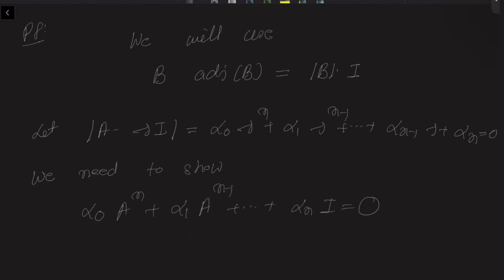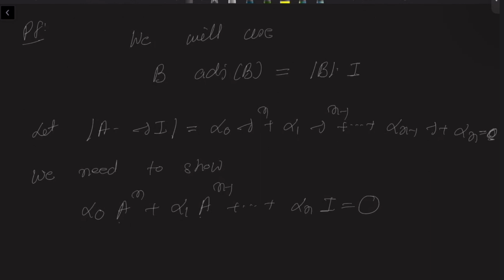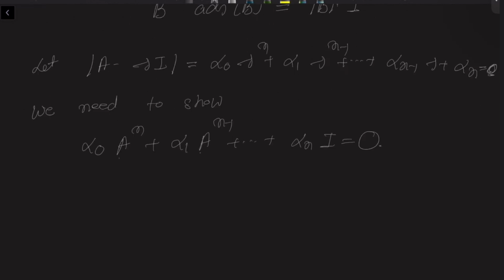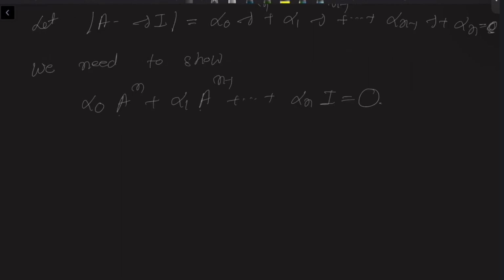Here, in the above equation, lambda is actually a number, so that is why this 0 is the real number 0. But now here A to the n minus 1, I, these are matrices. So this 0 is the 0 matrix. It is not the real number 0, but the 0 matrix. This is the thing that we have to show. So now let us prove it.